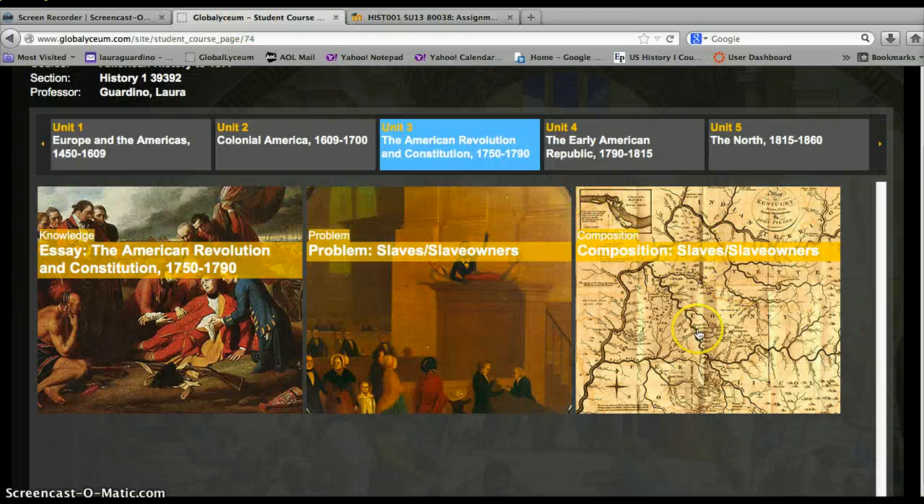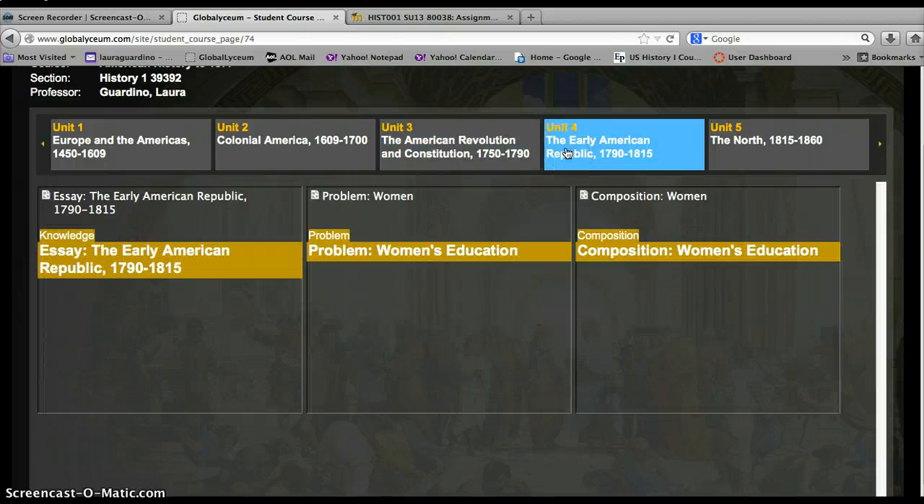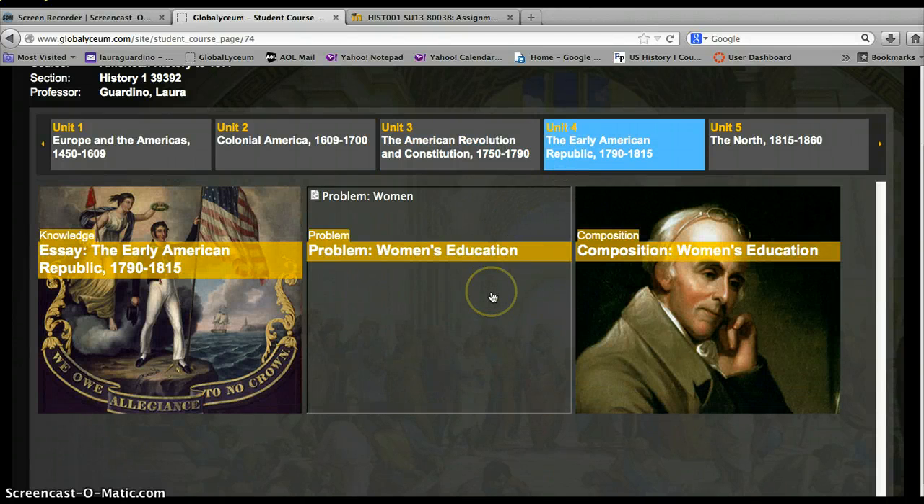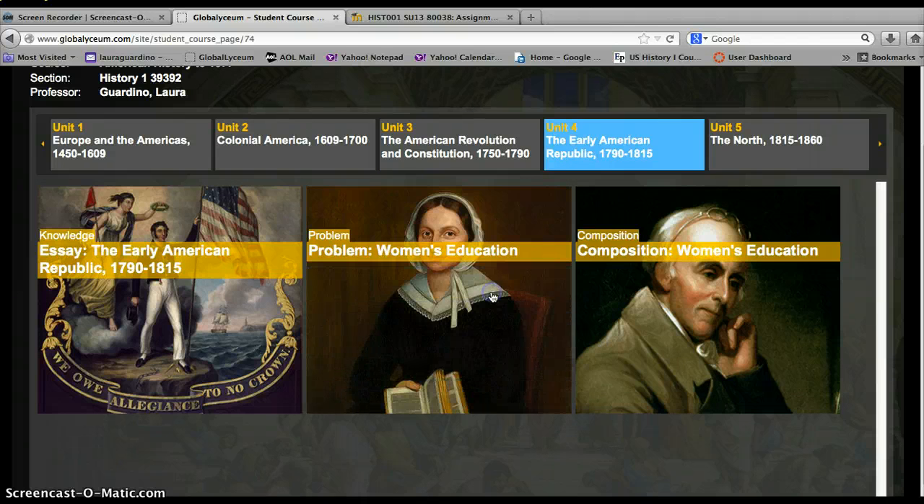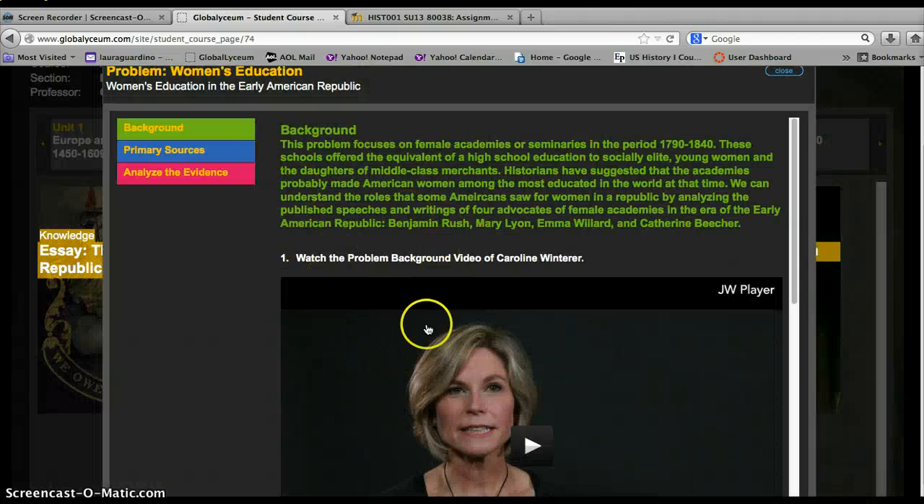If you note, there is a composition assignment. So this goes for later in the class. In this class, you'll have to complete an essay, and you have two choices. You can either do the essay on the slave and slave owners problem, or in next week's unit, you'll be introduced to another primary source assignment on women's education. And here it is. So this is the assignment you'll complete next week.